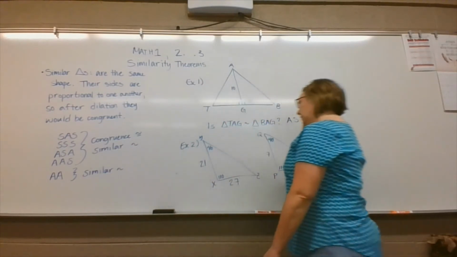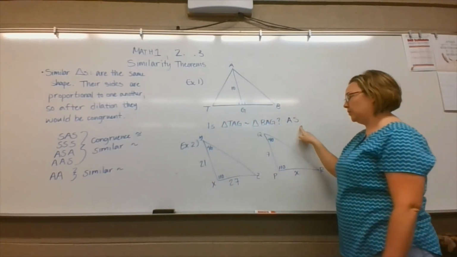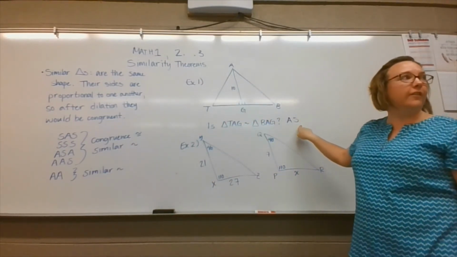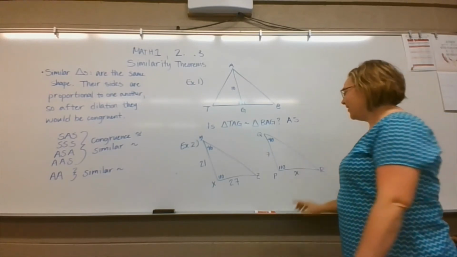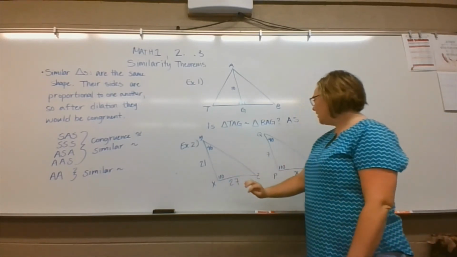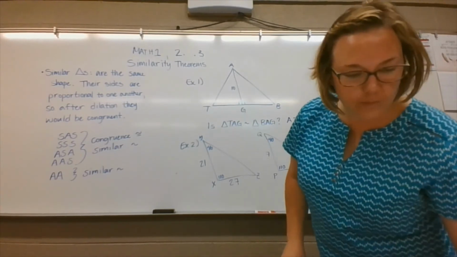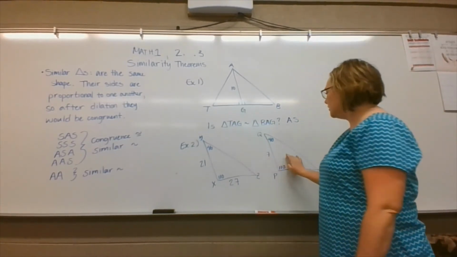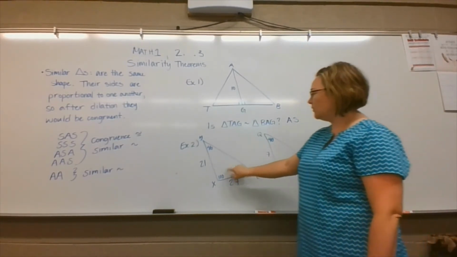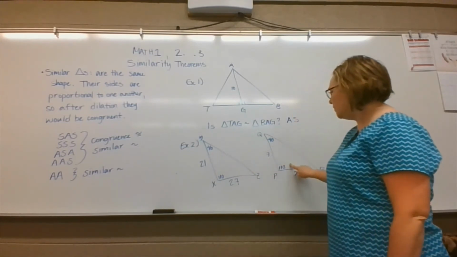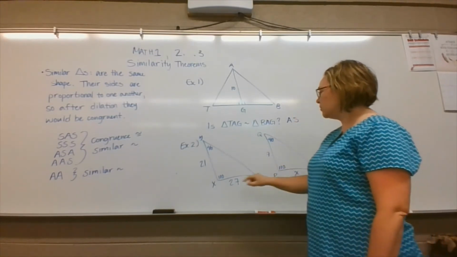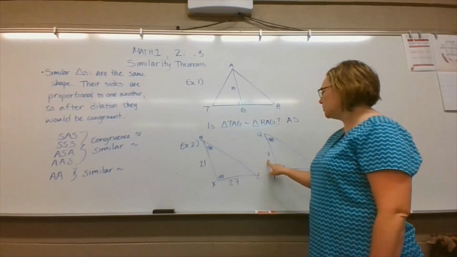Okay, so this one is not enough to prove similarity. Let's look at our very last one here. Okay, these two triangles are similar because of their angles. We have two angles that measure the same. So they're similar, so we know our sides are proportional.